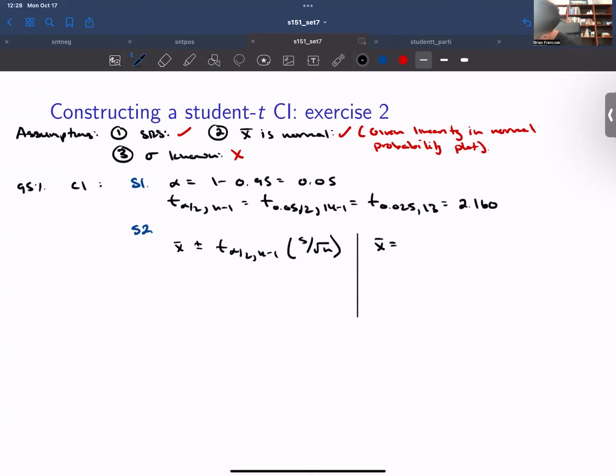X bar is the sum from i equals 1 to n of xi, divided by n. So we're going to add all the values up in our data set and divide by n. If we do that, we should have 1106 divided by 14, and that gives us 79. Kind of cool, worked out exactly.